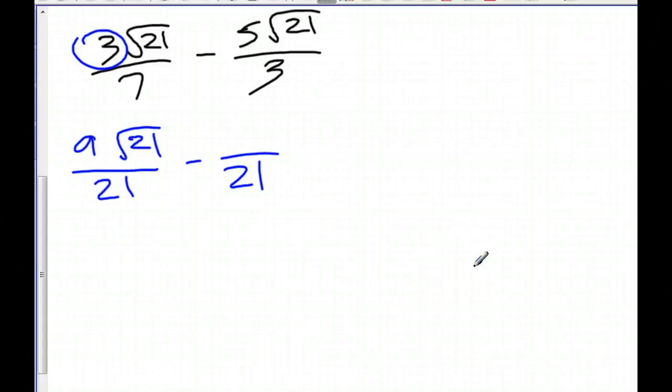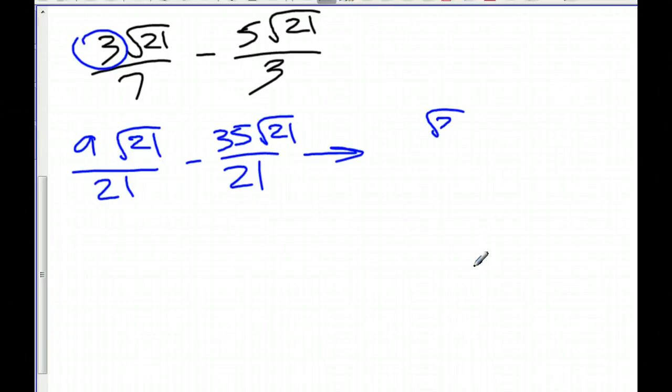We're going to change the 5 to what? For the same reason. We multiplied the 3 times 7 to make it 21. We have to multiply the 5 times 7. Exactly. Okay. So 9 minus 35 is? Negative 26. Negative 26 over? 21. Can that reduce?